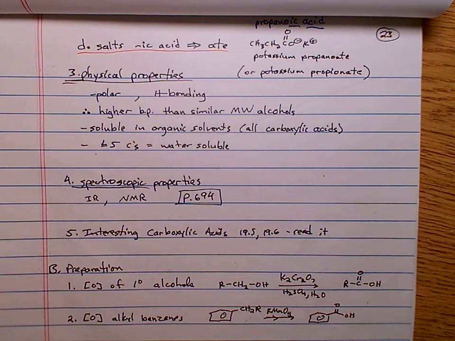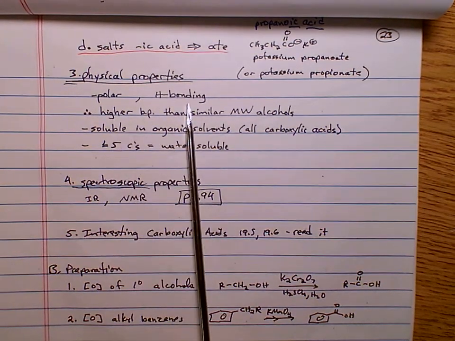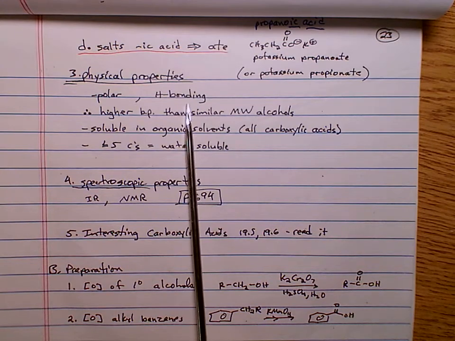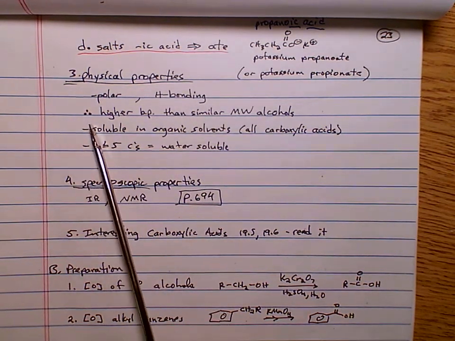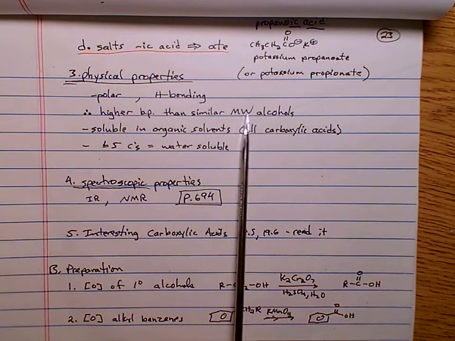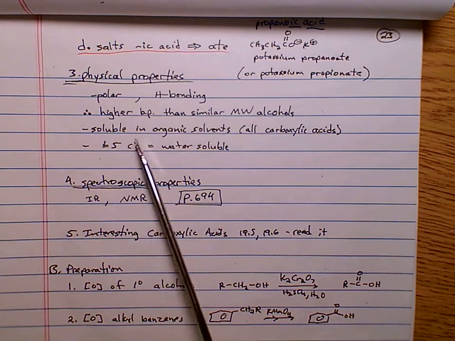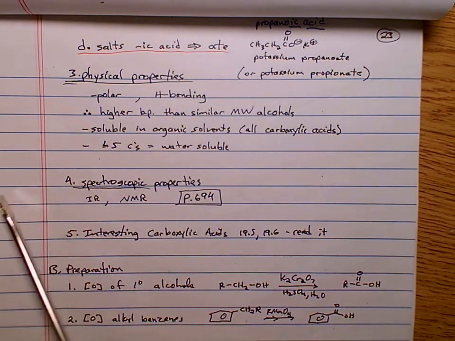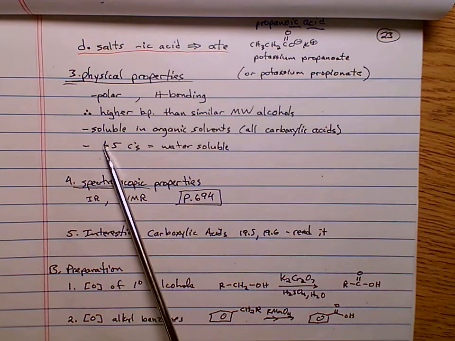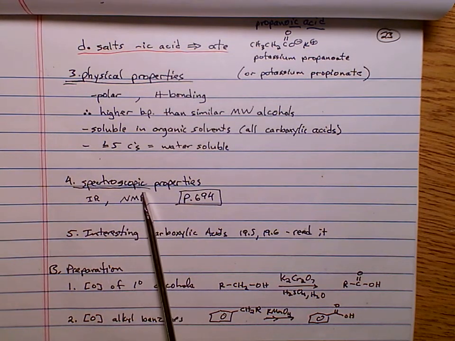All right. Physical properties of carboxylic acids. They're polar and do lots of hydrogen bonding, which means if there's 5 carbons or less, they are water soluble. They tend to have higher boiling points than alcohols because they are more polar. They're soluble in organic solvents. Even acetic acid is soluble in organic solvents. They have spectroscopic properties. Review your IR and the NMR.